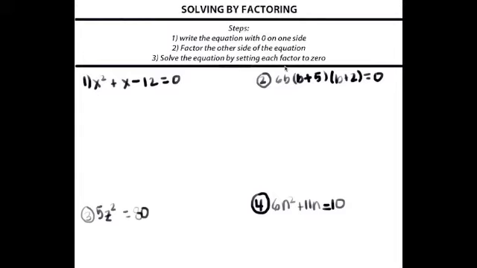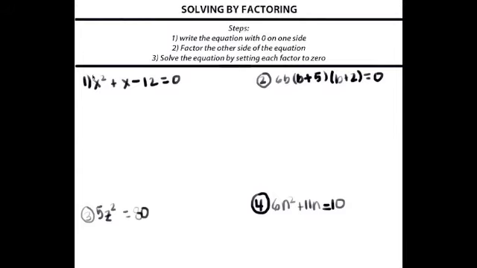For number 1, let's go step by step. First step, write the equation with 0 on one side. I already did that, right? This right side already has 0. So let's move to the second step, factor the other side of the equation. We know how to do this. We can use our box trick, right?